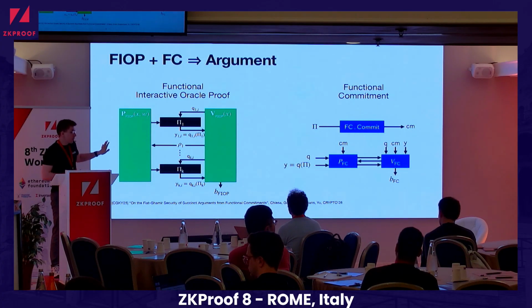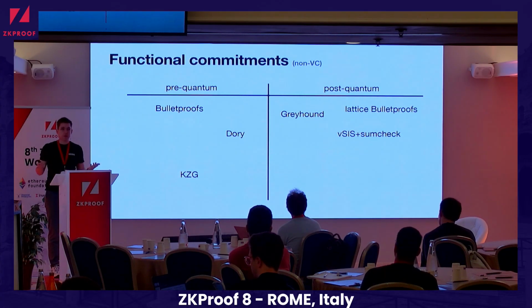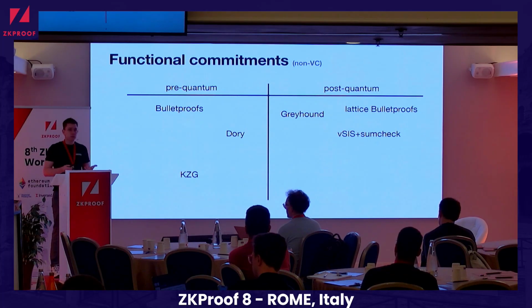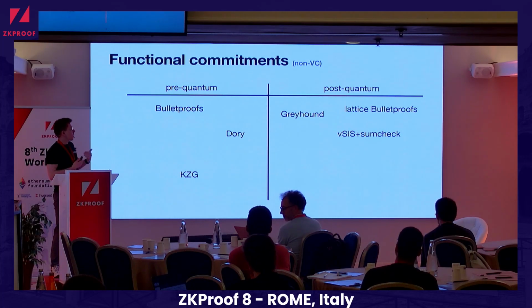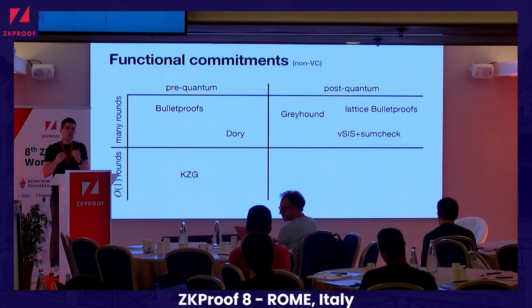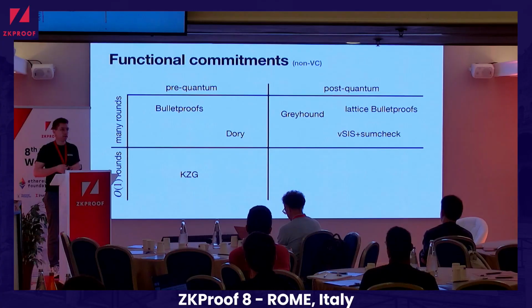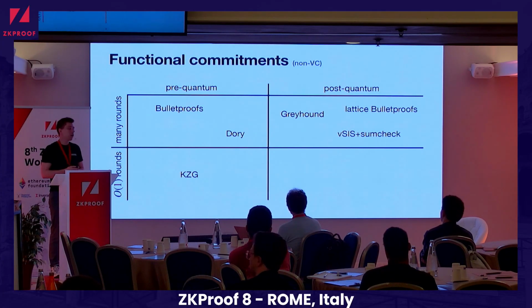So these are the building blocks that we need. I want to focus on the crypto part of the commitment itself. We have many functional commitments, both pre-quantum, Bulletproofs, Stories, KZG, and post-quantum, Greyhound, lattice Bulletproofs, new approaches based on sumcheck, many, many more. Interestingly, we can split those into two groups, specifically by whether they have very few rounds, ideally if they're non-interactive, or if they have more rounds. Say, for example, they have logarithmically many rounds, if you have some sumcheck or some folding happening.